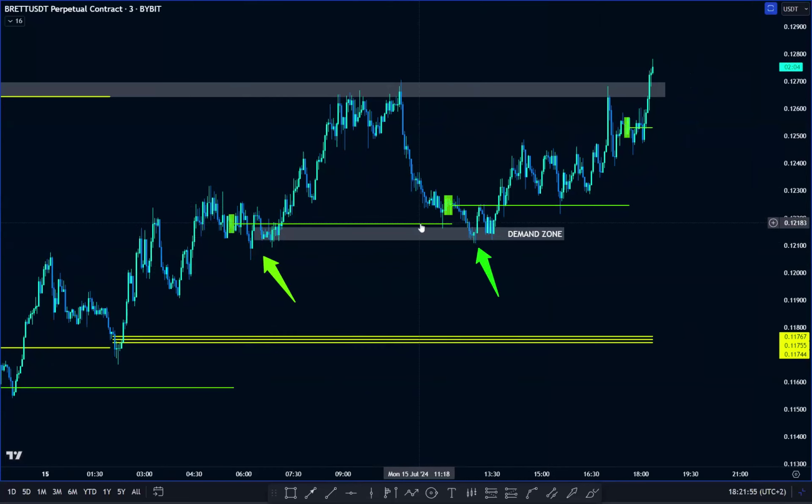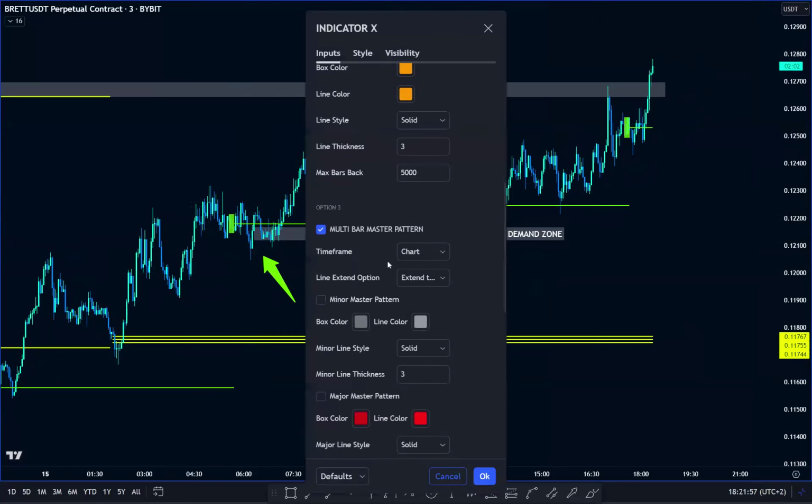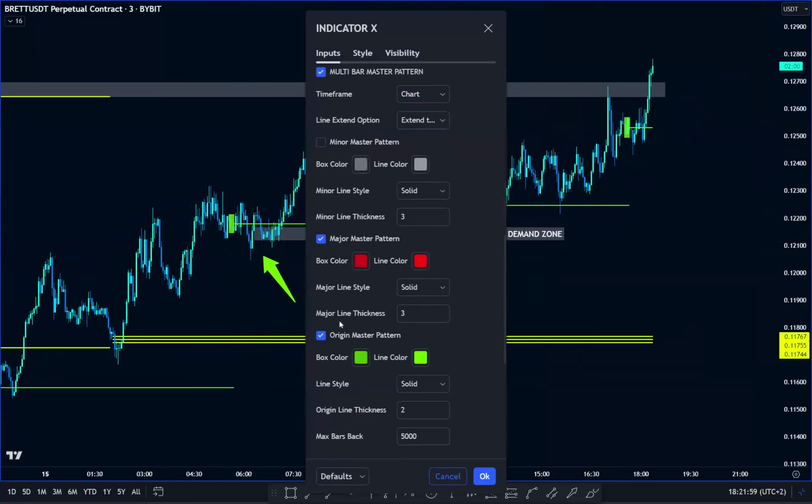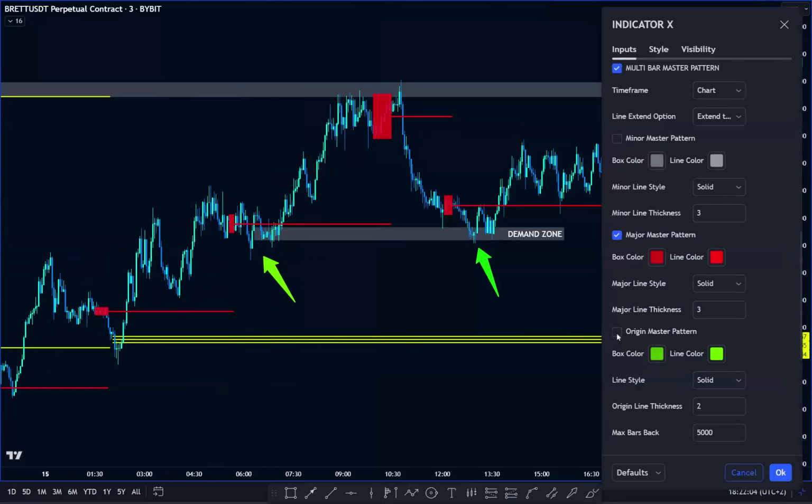Got it. So you'll just keep the origin master pattern box on and shut the other ones off. Is that what I'm understanding? Yes, you can do that. You can do that as well. But the thing is, the origins won't give you as many options.